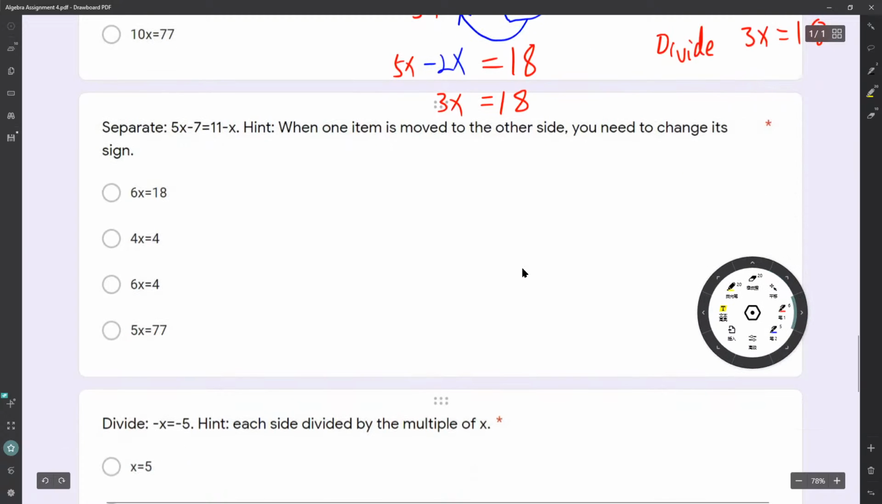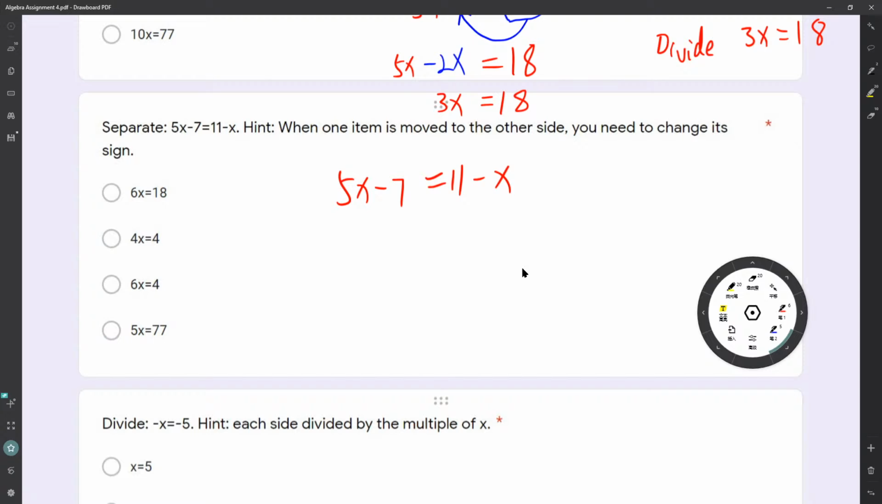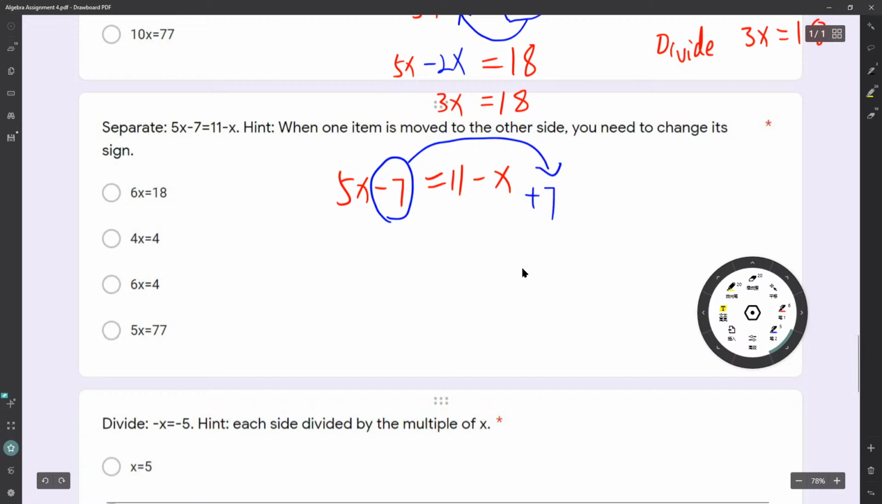This one, 5x subtract 7 equals to 11 subtract x. I think you should get better on this, so I think you can immediately see this negative 7 when moved to the other side, right? It will change sign. Remember, always change sign, and that's gonna be plus 7. So we will have 5x equals 11 subtract x and plus 7.